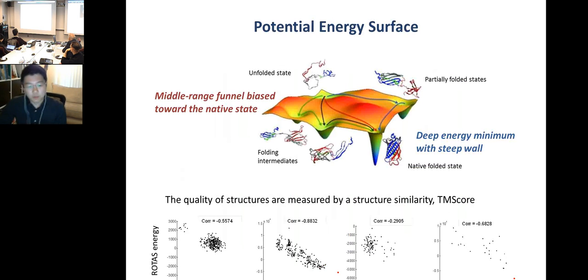So a good statistical potential should not only be able to recognize native structures, but also it should make a middle range energy funnel towards the native state. So we examined the correlation between the energy and model quality. Here, the model quality represents the structural similarity between the models and the native structures. So here are some examples of the relationship between ROTAS energy and model quality.